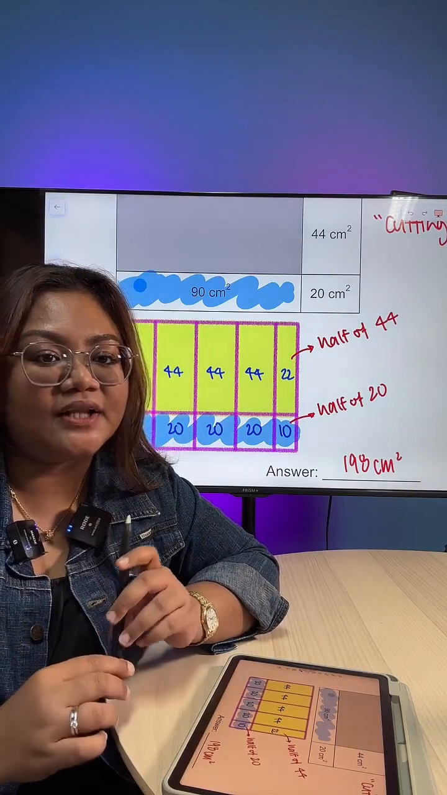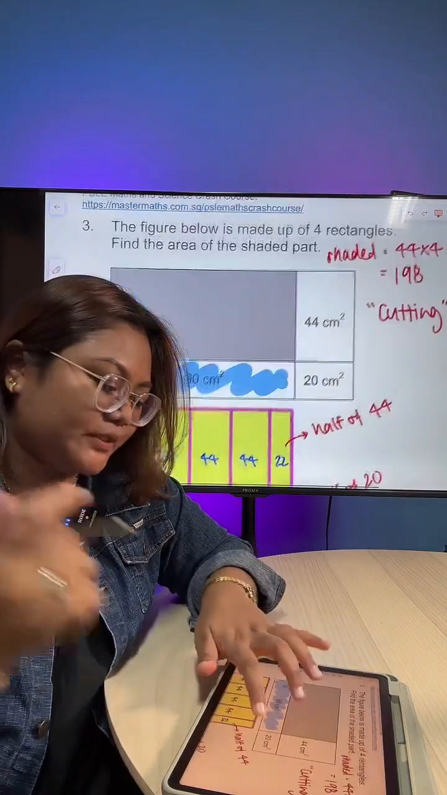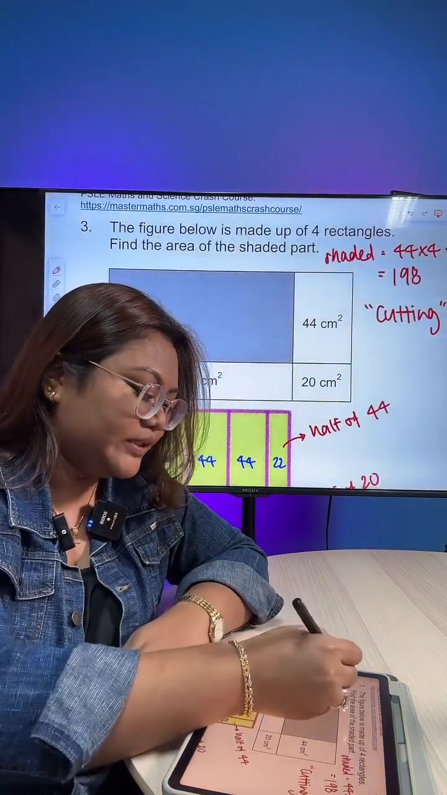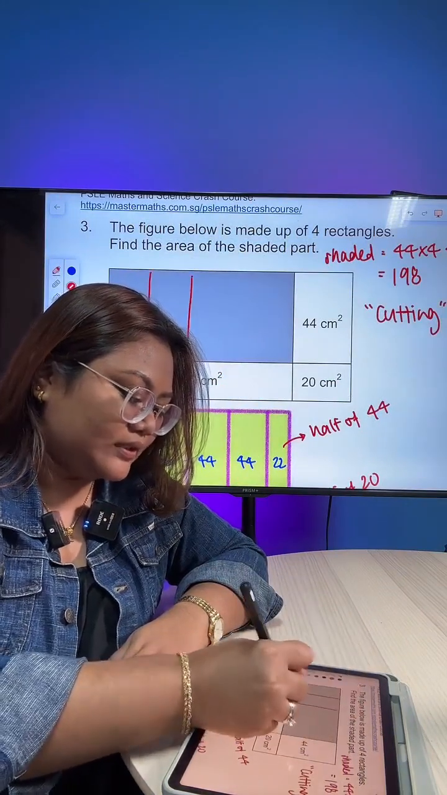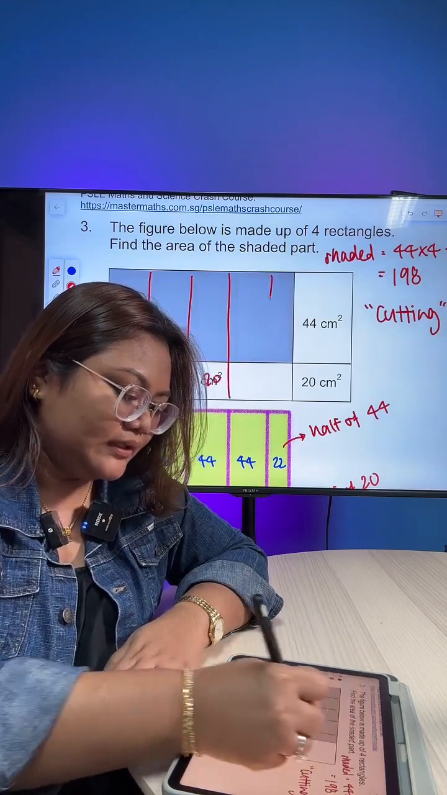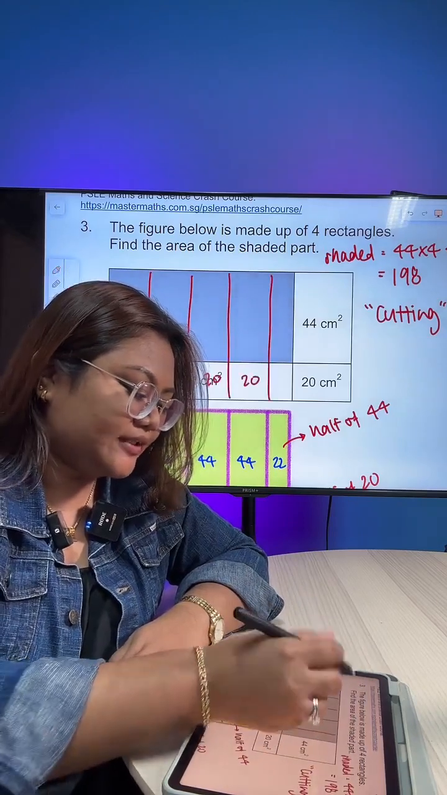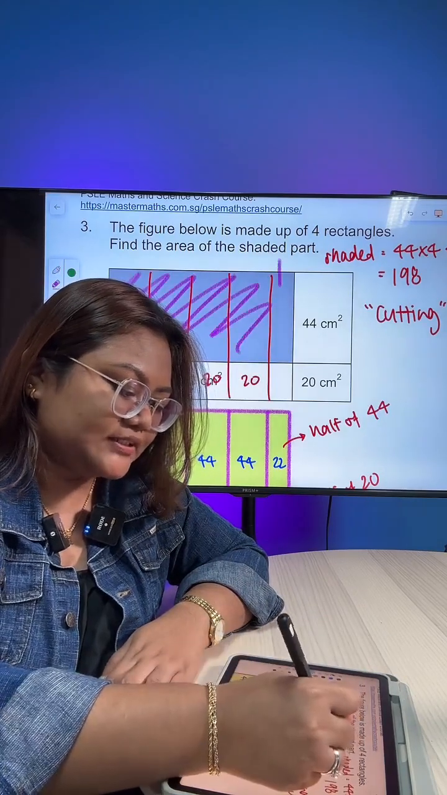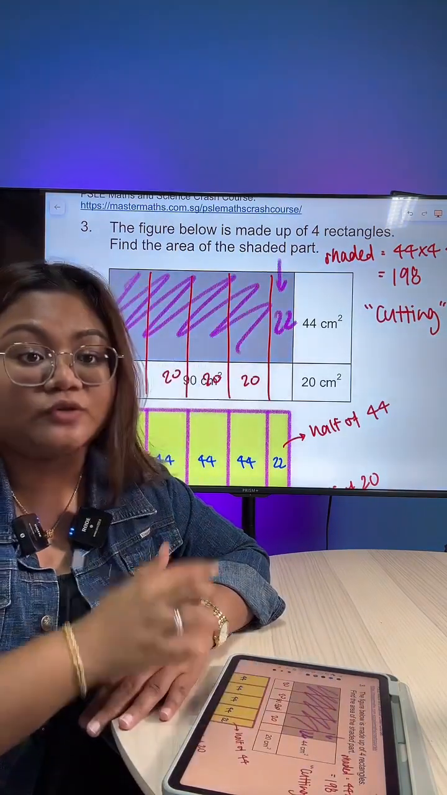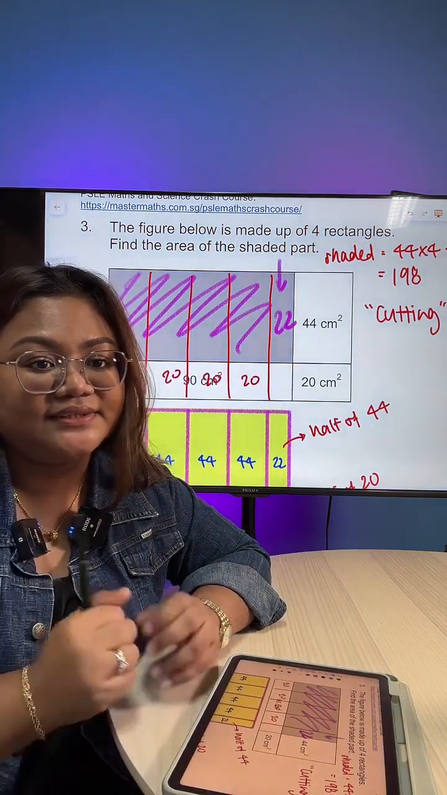Why do we need to plus the 22 and not just the 44? That's because if I cut this, I want the shaded part. If I cut this into 20, 20, 20, 20, and you just take the 44 up here, you still got this balance piece of 22 that you need to add to give you the shaded part. Understand?